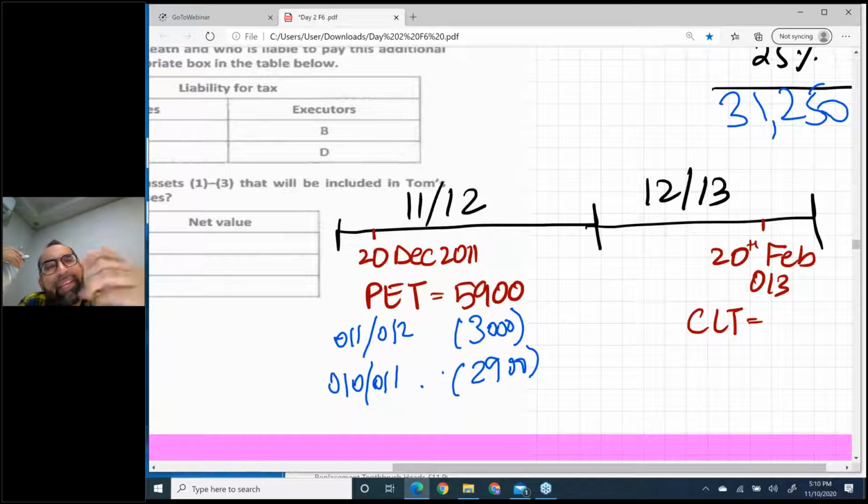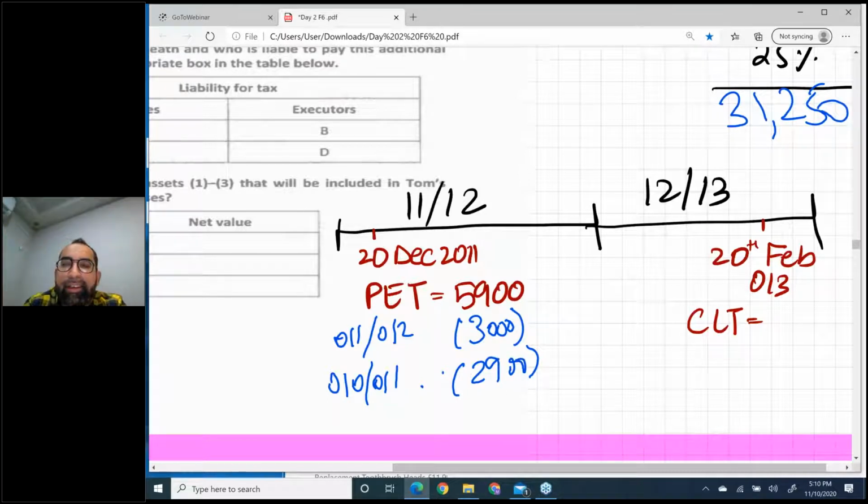That will be expired. That will be wasted. Why? Because the 10-11 annual exemption can only be used till 11-12. Okay, so that 100 is wasted.